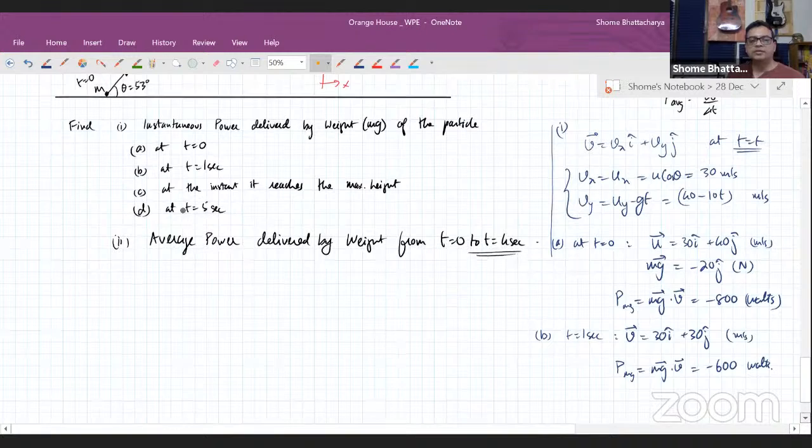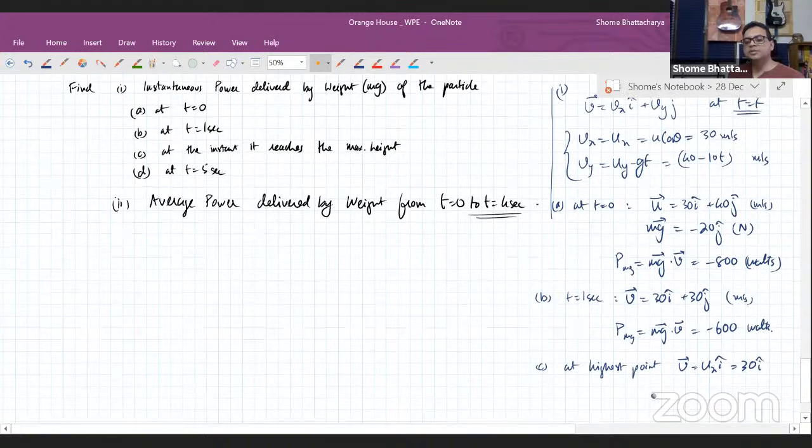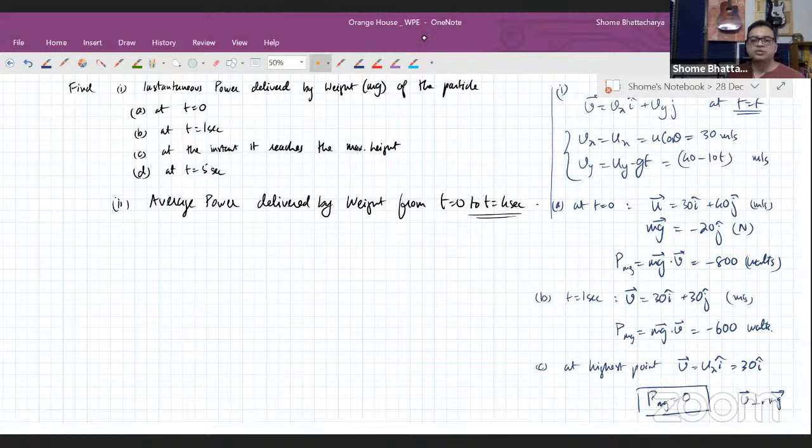Okay. Now likewise, when it reaches the highest point, at the highest point, the velocity just becomes this. So power delivered by mg will become 0, because the vertical component of velocity becomes 0. So velocity becomes perpendicular to the gravitational force at the highest point. So hope it is clear so far. And now using the same method, work out the D part yourself.